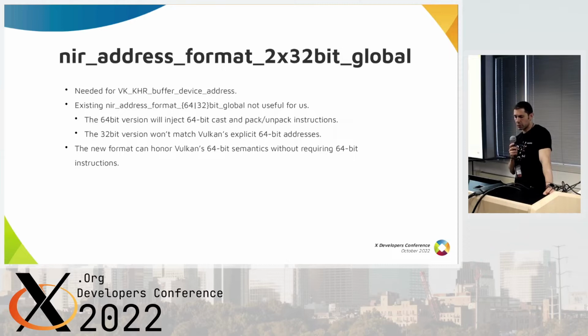And in here, there were the 64-bit and 32-bit global formats, but neither of these was a good match for us. The 64-bit version causes the resulting code to have a few 64-bit instructions, mostly for bitcast conversions and packing and unpacking to and from 64-bit. And since we can't handle any 64-bit on our driver, that was not a great fit for us. And the 32-bit is not valid either because the Vulkan spec makes it very clear that the addresses have to be explicitly 64-bit, so that wouldn't work for us. So we added this, which is basically a way to represent a 64-bit address as a pair of 32-bit values, which is more amenable to 32-bit architectures.